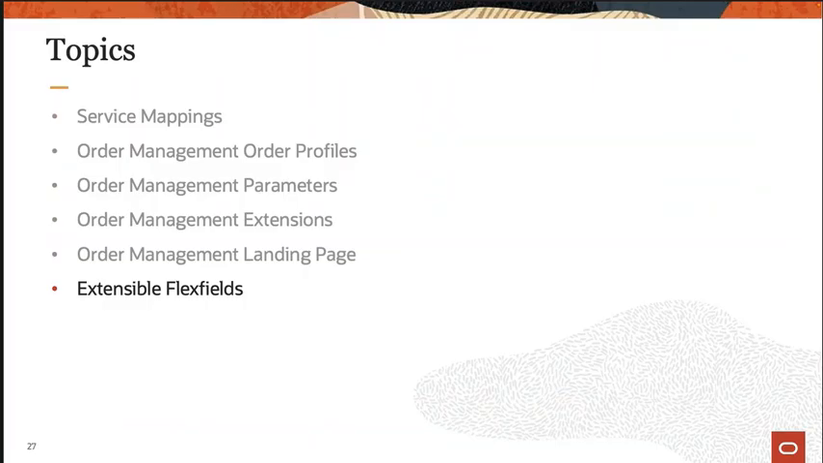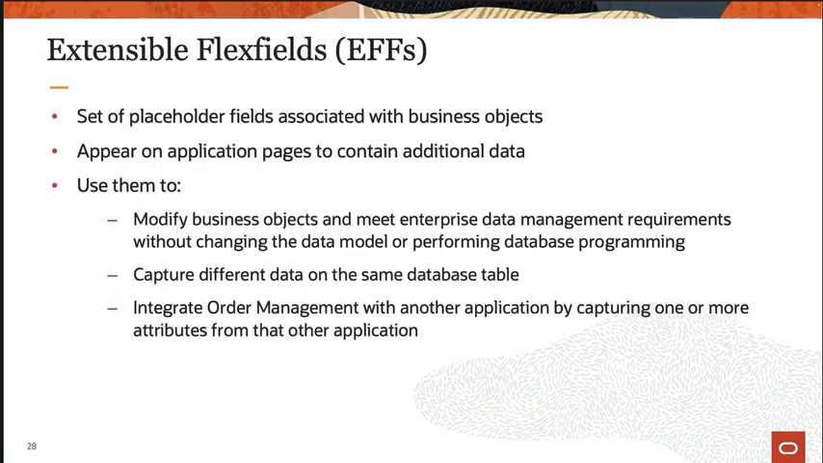The final topic addresses extensible flex fields. Extensible flex fields are just one more way to modify the application to work for you and your organization. They create sets of placeholder fields tied to business objects. They show up on application pages and are used to hold extra data. You can use extensible flex fields for various needs, such as customize business objects and meet your company's data management needs without changing the data model or doing database programming, or capture different types of information within the same database table. Additionally, you can integrate order management with other applications by capturing specific attributes sent from those systems.